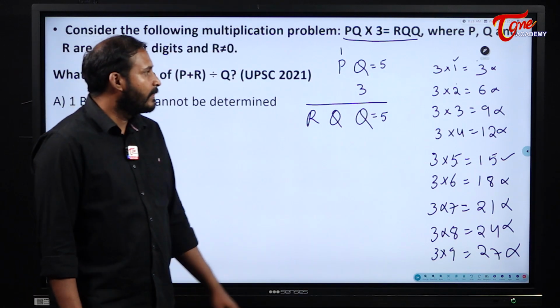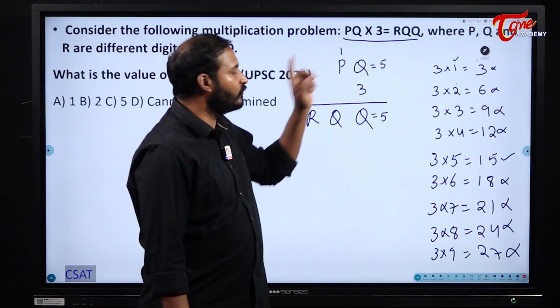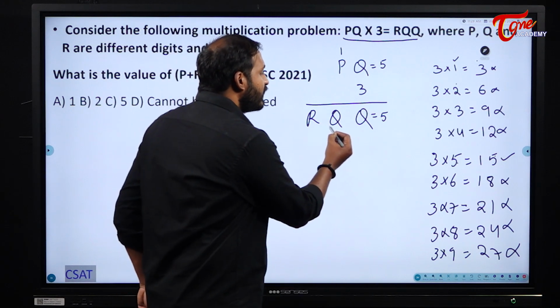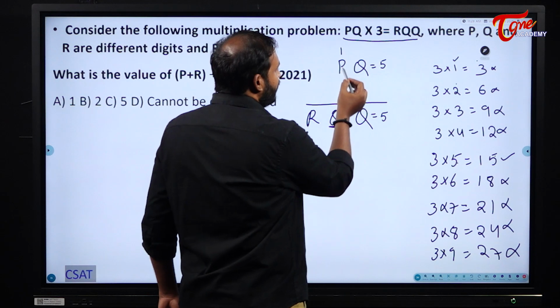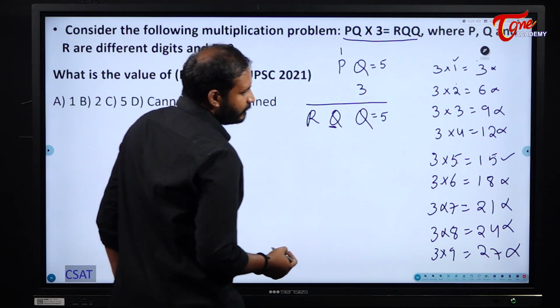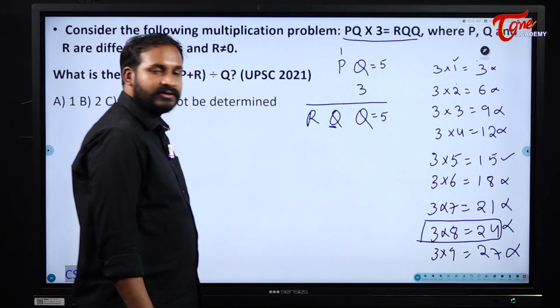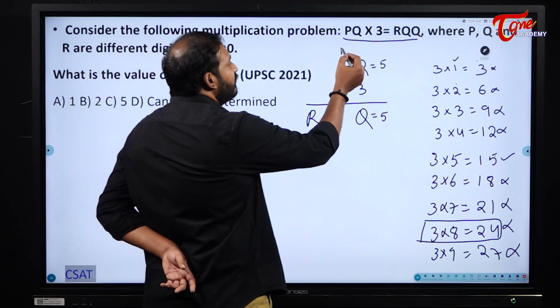Now tell me, I should multiply 3 with P, and when I add 1 to it, what unit digit should I get here? 5, definitely. Why? Because this value is also Q. So tell me, which digit if I multiply with P will give me unit digit 5? Please see here, 3 eights are 24, right? 3 eights are 24. Then only it will become 1.